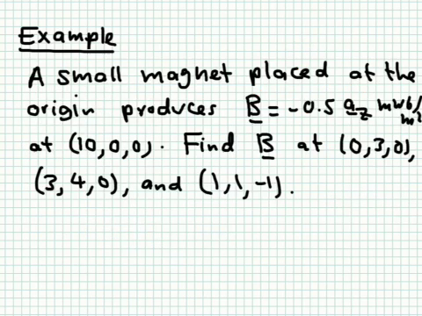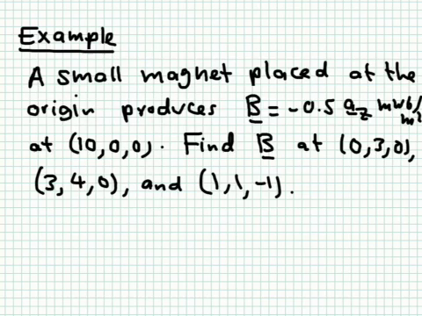Now let's see one more example. We have a small magnet. This magnet produces a magnetic field of minus 0.5 az milliwebers per meter squared, so it's 10 to the minus 3 webers per meter squared, at the point 10, 0, and 0. We would like to find B at 0, 3, and 0; 3, 4, and 0; and 1, 1, and minus 1. So the trick here in this example is that the magnetic field of a small bar magnet will be the same as the field of a magnetic dipole. And we agreed that the magnetic dipole is nothing but a small loop.